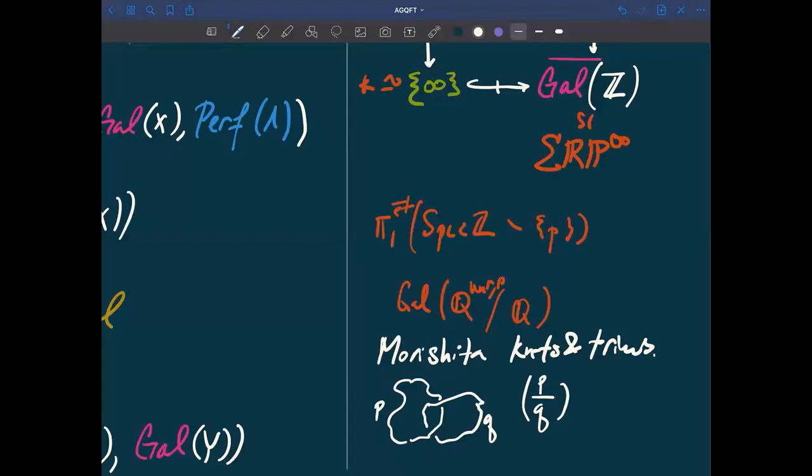So I think quadratic reciprocity is built in really well. If you just exchange P and Q, it's basically the same link. Exactly.